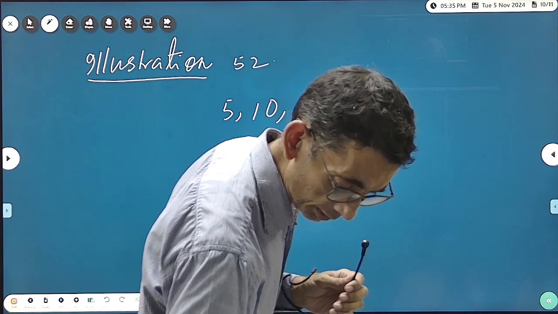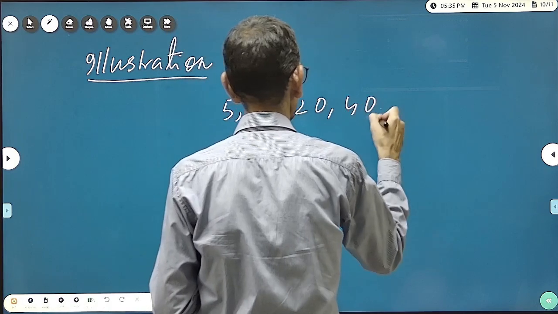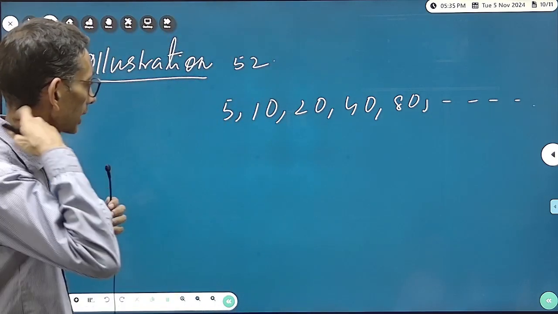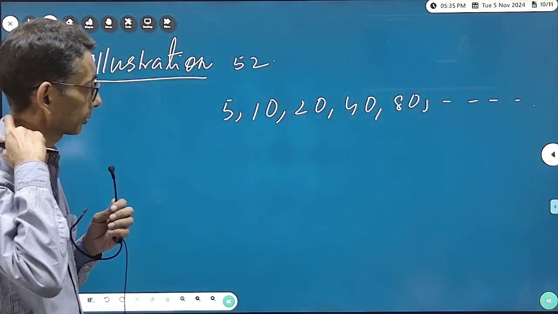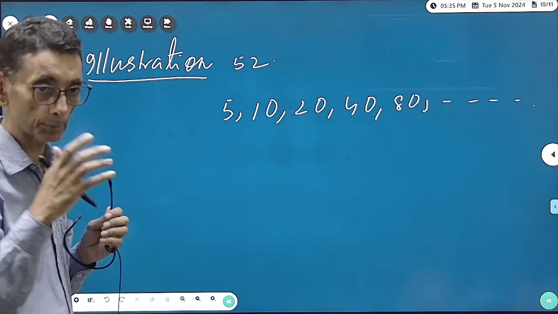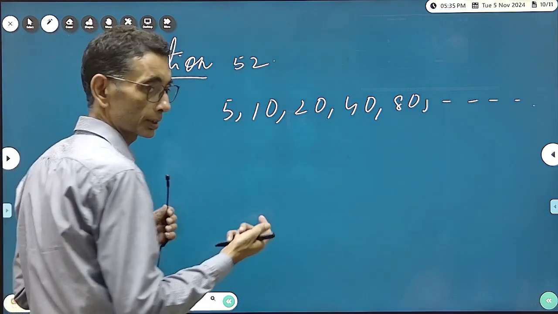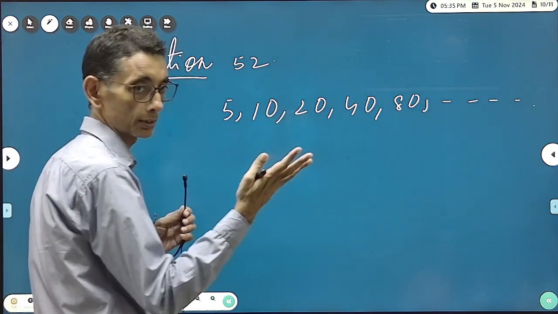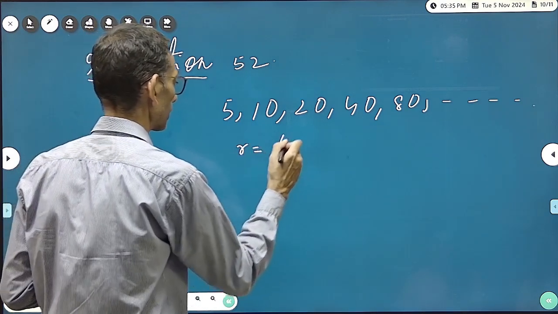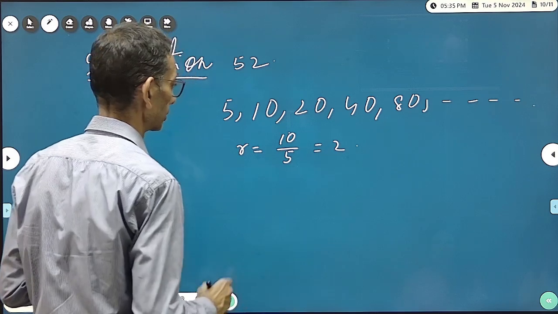5, 10, 20, 40, 80. We need the first 9 terms. 5 into 2 is 10, 10 into 2 is 20, 20 into 2 is 40, 40 into 2 is 80, so it is a GP. First you need to decide whether it is a GP or an AP. 10 minus 5 is 5, 20 minus 10 is 10, so the difference is not the same, so it's not an AP. It is a GP. Here R is equal to 10 by 5, which is 2. The common ratio is 2.